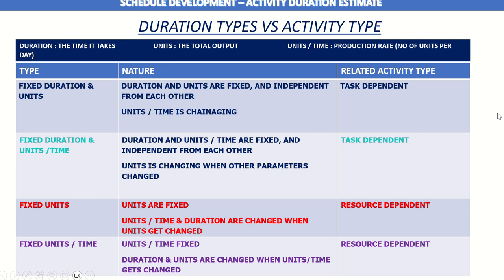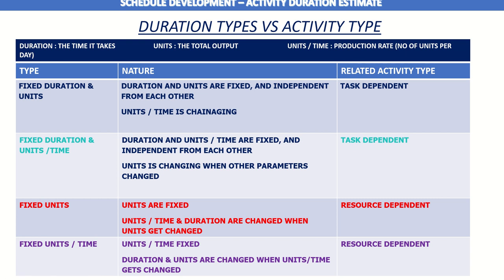For example, you have an activity that should take 10 days. You're not going to change the 10 days, and you need, say, 60 man hours to complete this task in a 10 days duration. So what you need to do is change the units per time. You need to do more hours in a day to get this done. So that's okay. And the second one is fixed duration and units per time.